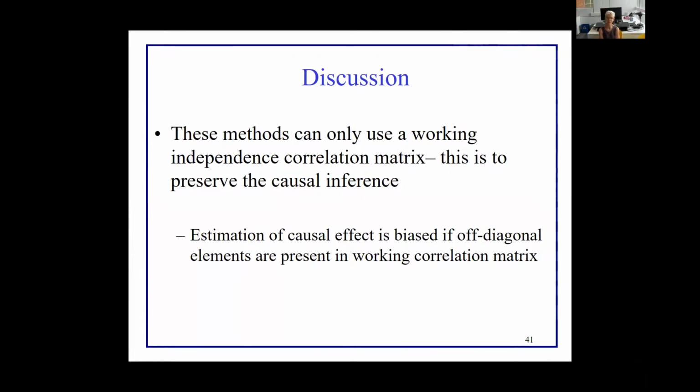But why are we doing this? Because we want to ensure that our causal effects we're estimating are unbiased. And what happens is when you use off-diagonal elements in your correlation matrix, GEE, which was not intended to be used for this type of a problem in which you have time-varying treatment, uses future data to estimate the present treatment effect.